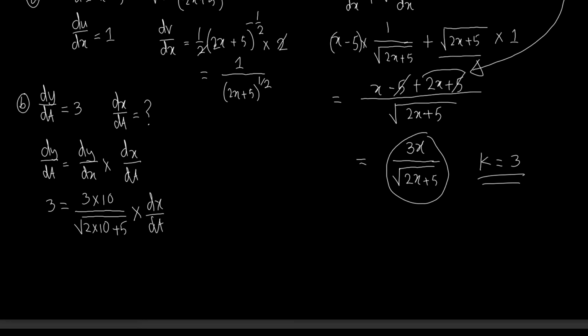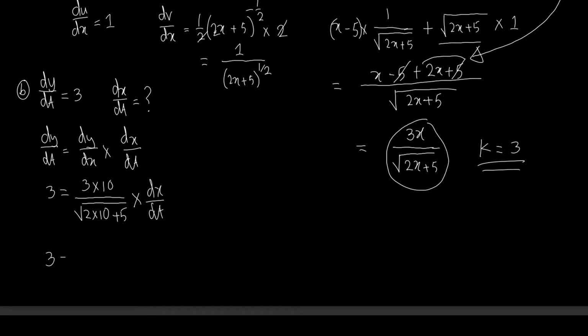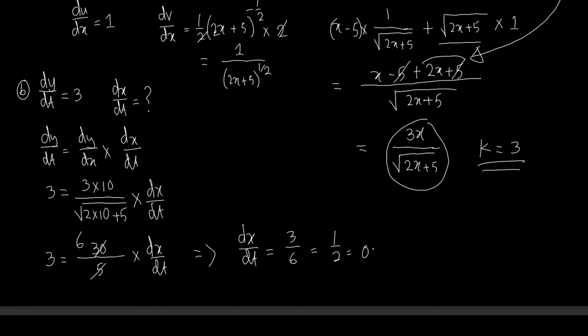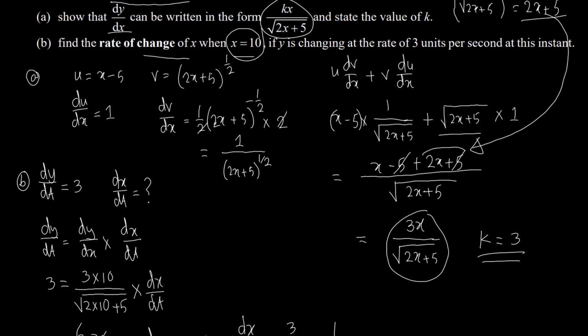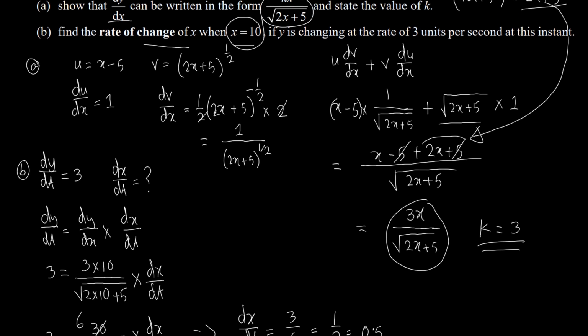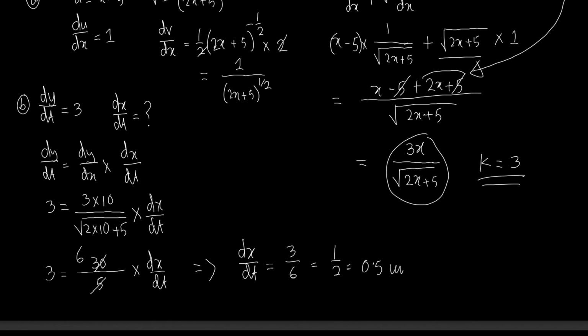Now let's do it. 3 equals, on the top, 30 divided by root of 20 plus 5, which is 25, so we get 5, into dx by dt. So 5 into dx by dt equals 3, and finally we can write our answer. The rate of change of x is 3 by 6, which is 0.5. Its unit: nothing is written as centimeter or meter, so we write unit per second. Definitely unit per second. This is our answer for this question.